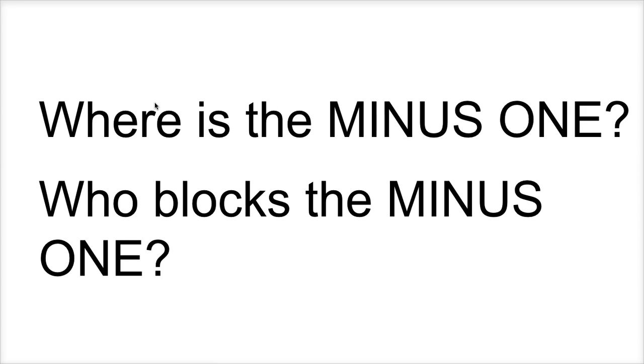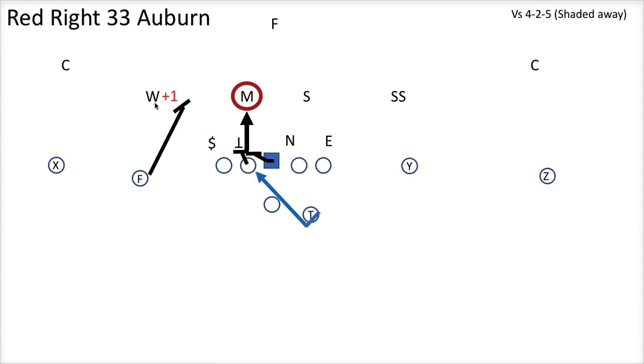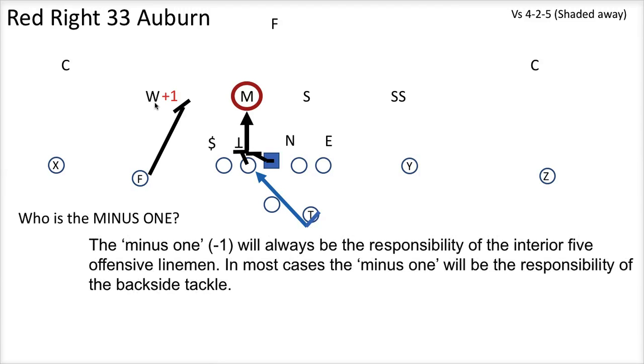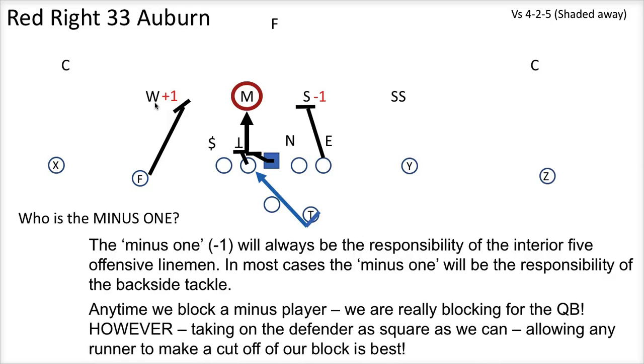Where is the -1 and who blocks the -1? This is the same play, 33 Auburn. Who's the -1? The -1 will always be the responsibility of the interior 5 offensive linemen. In most cases, the -1 will be the responsibility of the backside tackle. Most cases, not all cases. First, second level player outside of the anchor. There he is. There's the -1. And the tackle in this case has him.